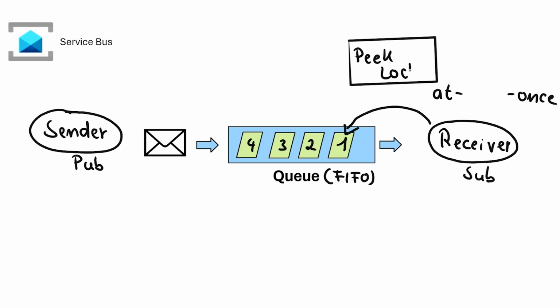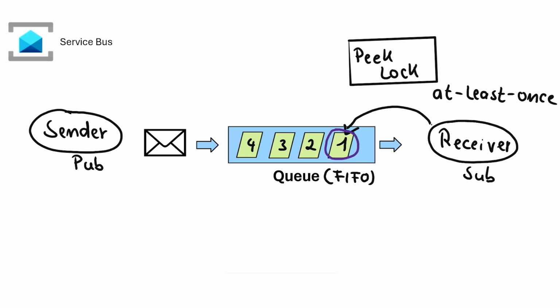The second receive mode is called peek lock. This method makes sure that the message doesn't have to be lost. So we will make sure that there's a mechanism that we can react with when the receiver is for some reason failing. So how does that work? When the receiver says, hey, I want to have that message, it will actually lock that message, meaning it makes it invisible for other receivers on the queue. It will not remove it yet. It will just make it invisible.